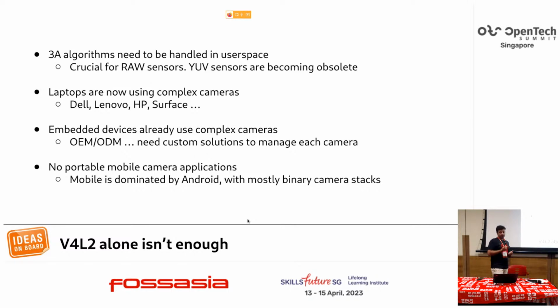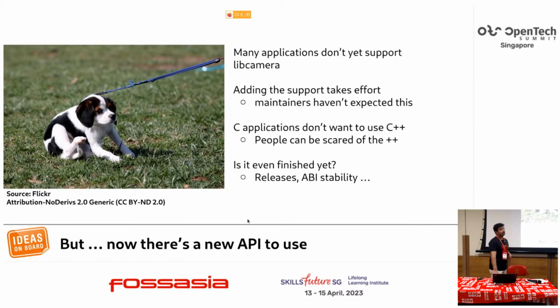No portable mobile camera application. As I said, the application is very much tied to the underlying hardware when a complex camera is involved. So portability is just out of the question. But there is a new API, and libcamera aims to solve it. The problem is libcamera needs very good kernel support: the sensor driver should be upstream, the ISP driver should be upstream, and only then does libcamera come in and solve the problem.